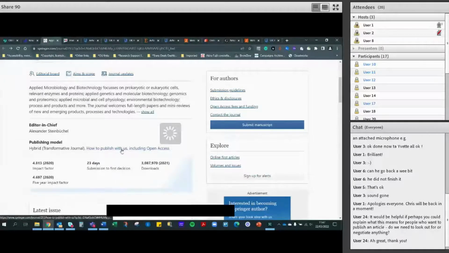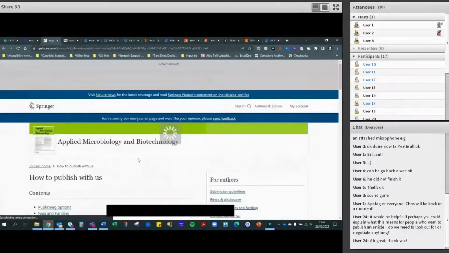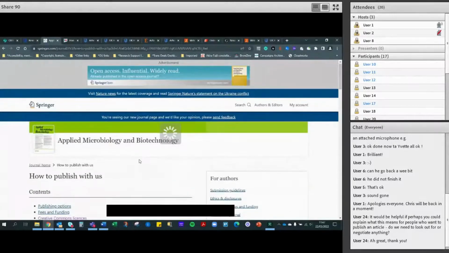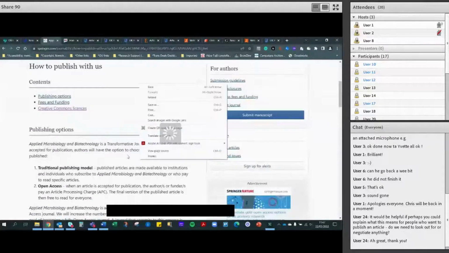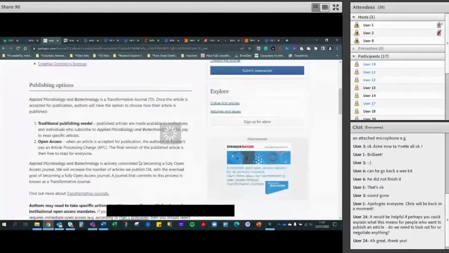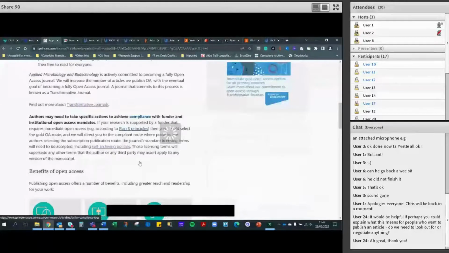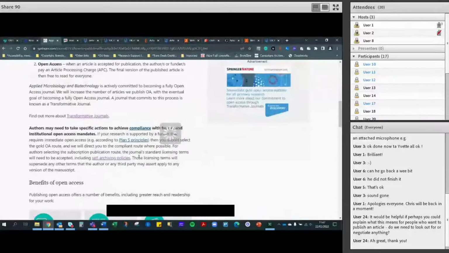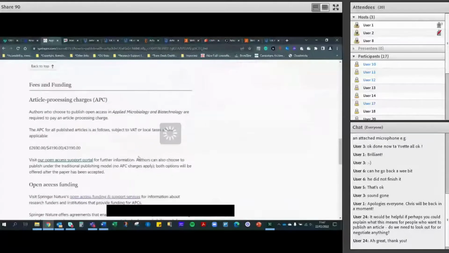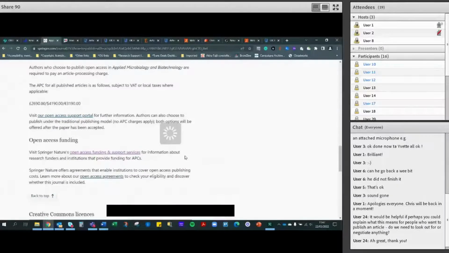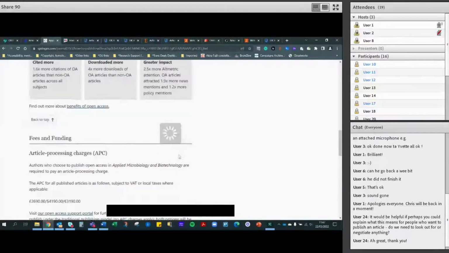If you click on the link here, how to publish with us, it should give you some details about their publishing options. Again, it tells us that it's a transformative journal, that it's open access. It gives you some of the details here about all the benefits of publishing with them, of course, and APCs. As you can see here, it tells you how much the APC would be, which is 2,690, which I think is probably about average, really.